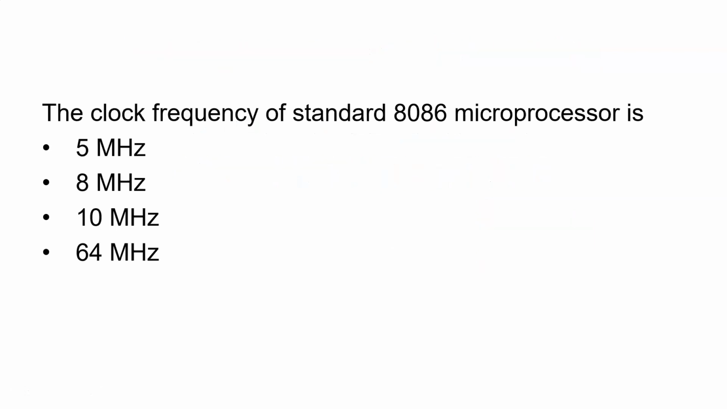So the first question is: the clock frequency of standard 8086 microprocessor is. The clock is used for internal timing operation of 8086, and specifically it is 5 megahertz in 8086. So the answer is the first option, which is 5 megahertz.